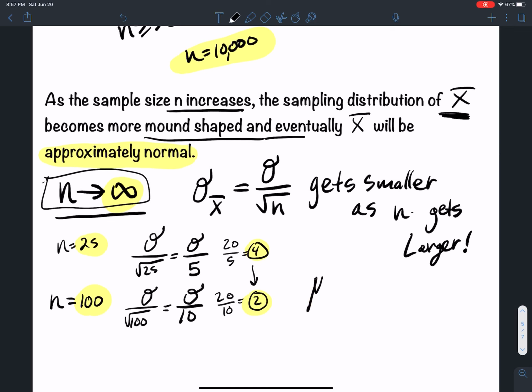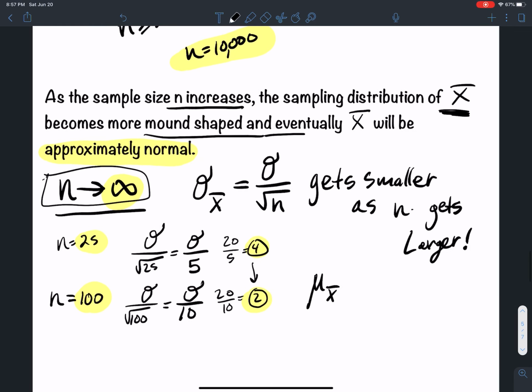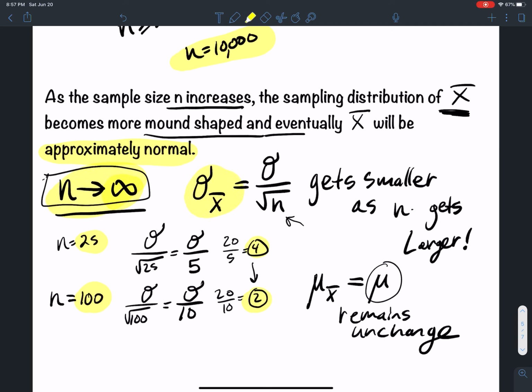Now, what about the mean of sample means? What happens as n gets larger here? The mean of sample means is still just equal to the mean. There's no dividing by the square root of n like there was in the standard deviation of the sample means. So this mean, the average, remains unchanged. As n increases, the standard deviation gets smaller, but the mean stays the same.